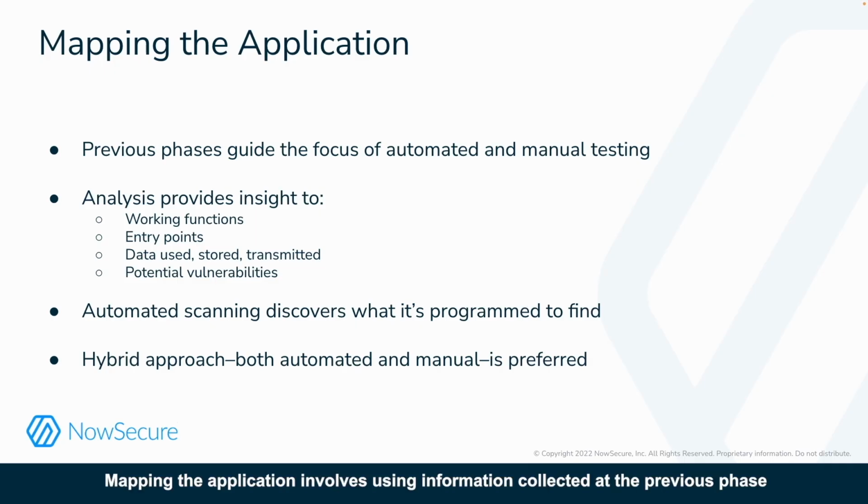Mapping the application involves using information collected at the previous phase to guide the focus of manual and automated scanning. When the analyst uses dynamic and static analysis at this phase, they can gain a deeper insight into the app's actual working functions, entry points, data used, stored, and transmitted, and the potential vulnerabilities. It is important to note that automatic scanning tools only discover what they are programmed to find. This fact makes it essential that a hybrid approach, both automated and manual, is used during an assessment.